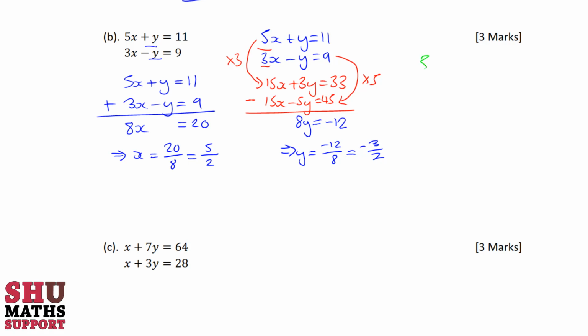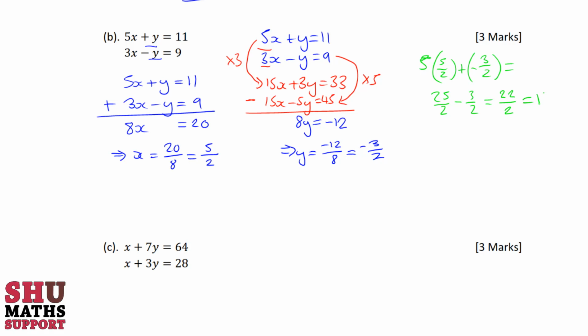So we'll have 5 times our x value, which is 5 divided by 2, plus our y value, which is minus 3 over 2, is equal to, well, 5 times 5 over 2 is 25 over 2. So 25 over 2. And we want a minus 3 over 2. So minus 3 over 2. And since the denominators are the same, we can just subtract. So 25 minus 3 is 22 over 2, which is equal to 11. So we know the first equation is correct.